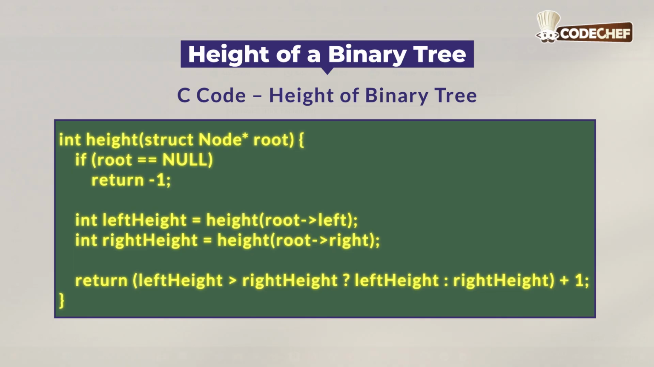Int left height is equal to height of root pointing to left. It calculates the height of the left subtree, and then int right height is equal to height of root pointing to right, which calculates the height of the right subtree. Then it takes the maximum height and adds 1 for the edge connecting to the current node. That is what happens in the return. If left height is greater than right height, return left height plus 1.